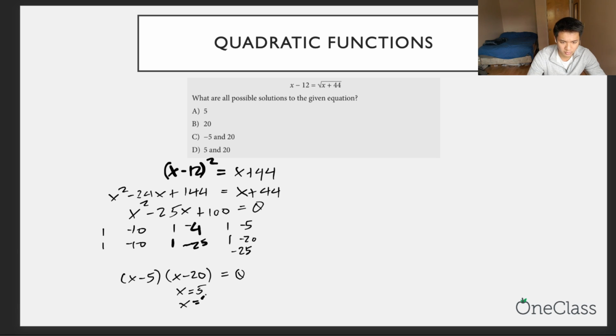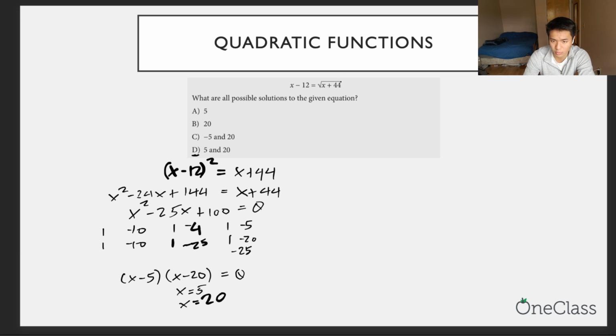And so some of you might say, okay, well, we're done then. We have our two solutions, 5 and 20, and that's answer choice D. Maybe D is our right answer. We'll pick that and move on. But we have to remember that we didn't start with this pretty polynomial x squared minus 25x plus 100, right? We started with x minus 12 is equal to x plus 44 to the power of 1/2, or square rooted. In that sense, we have to go back and plug in our solutions in order to make sure that both of them are going to work.